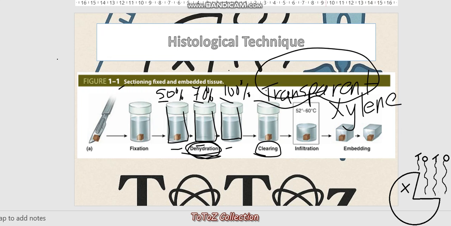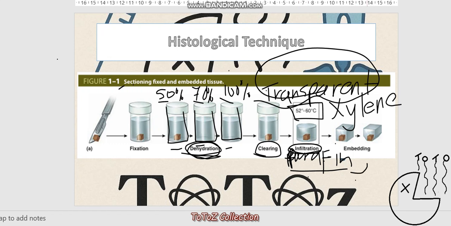Okay, after you've made your tissue transparent, you are going to put it in hot, or I can say warm, or I can say boiling paraffin. Here you put it in paraffin. This is the infiltration process. So here you are allowing your sample to be infiltrated with paraffin. Okay, so at this temperature of 52 to 60 degrees Celsius.